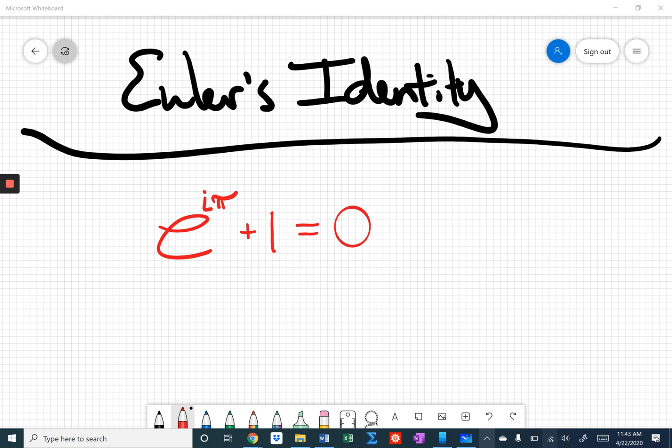Just as a quick side note, there are a lot of people who think that Euler's identity is the most beautiful equation in math or science. And some of you may wonder, well, how is an equation beautiful? Well, one thing you have to keep in mind is that beauty is in the eye of the beholder.